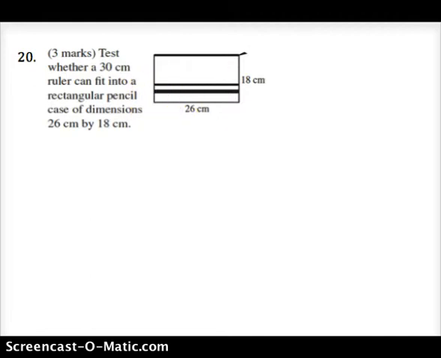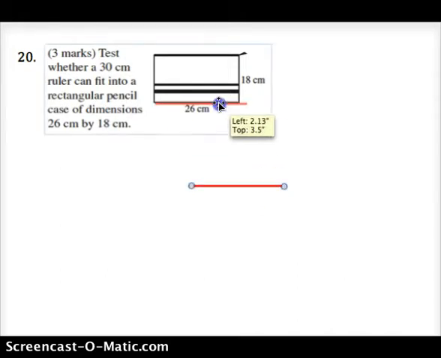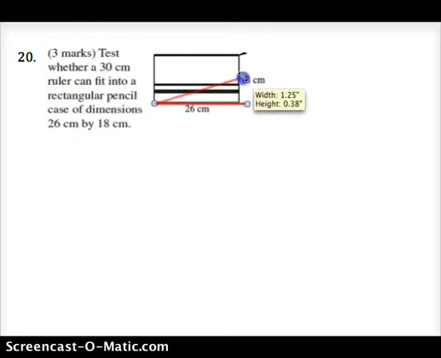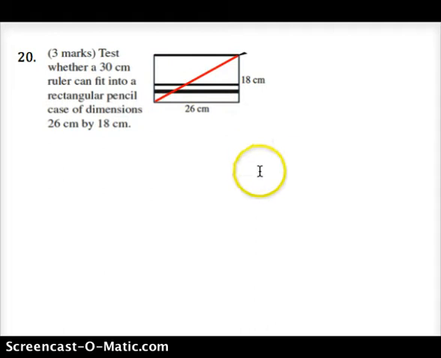So if I just bring in a 30 centimeter ruler, I mean it's not really 30 centimeters, but I'll just bring a ruler in and pretend it's 30 centimeters, okay? Well, it's obviously going to be longer than 26, so it's not going to fit in the bottom. So what we want to do is see whether it can fit diagonally like that.